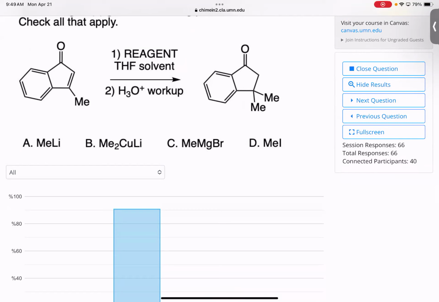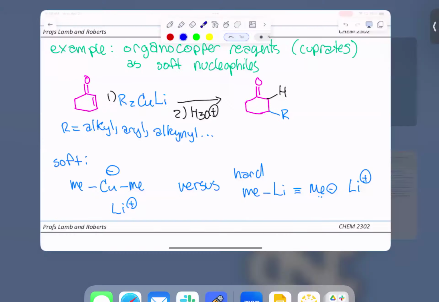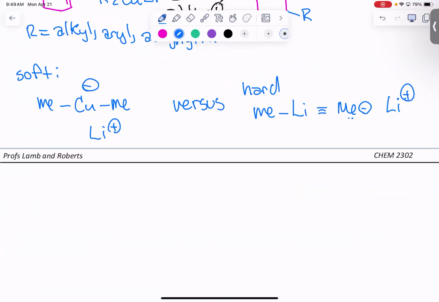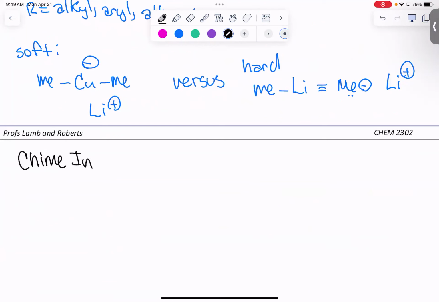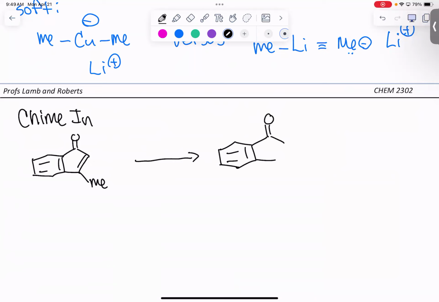I'll go ahead and draw out the answer for you on the next slide. I think that's how many people we had respond before, so I'll close this. All right, great. So our chime in sample here: we have an alpha beta unsaturated ketone. We already have a methyl group bound to it, but we want to get a geminal dimethyl group, or a gem dimethyl. So we first added a reagent, and then we had our workup conditions.